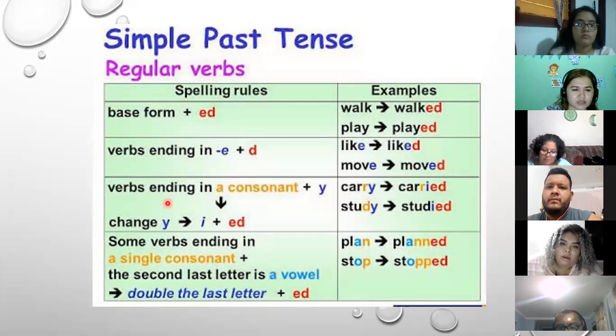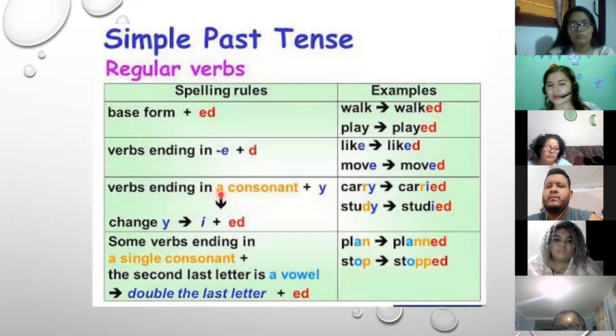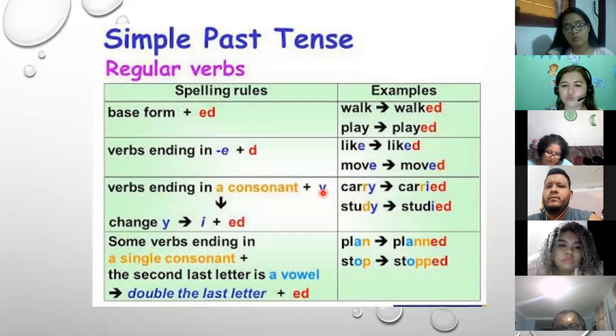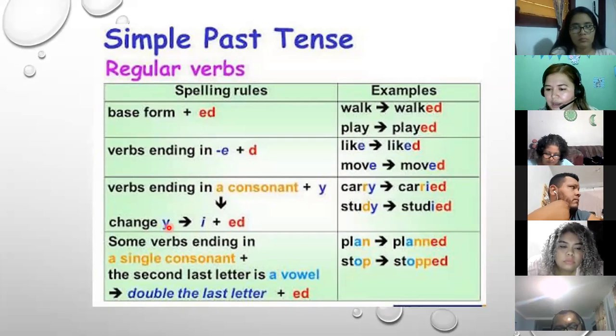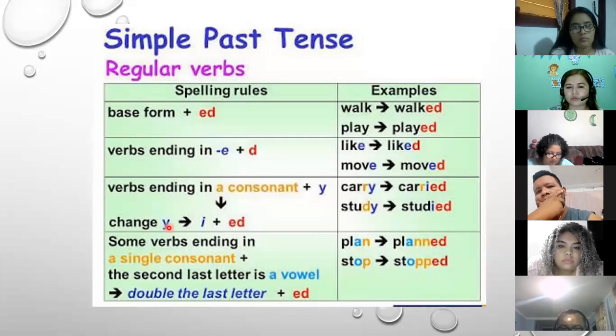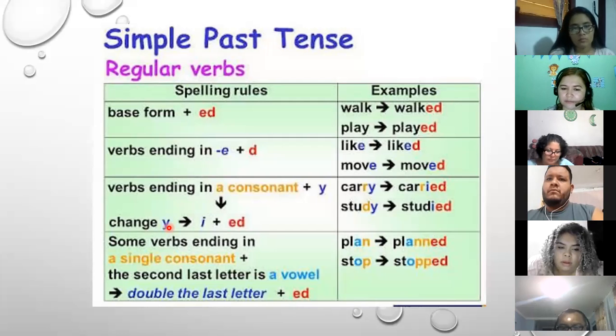The third rule says, la tercera regla, right? The third rule says that the verbs that are ending in a consonant plus Y, we are going to change the letter Y into an I, and then we add the ed, I'm sorry, we put the ed. So one more time, if we have the verbs that are ending in a consonant plus a letter Y, we need to change the letter Y into an I plus ed, okay?